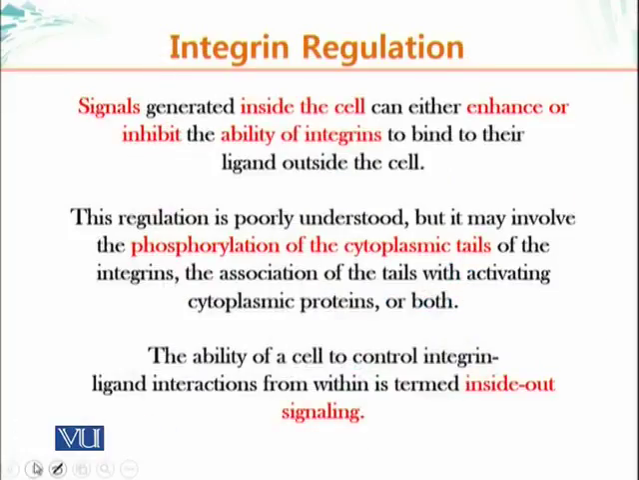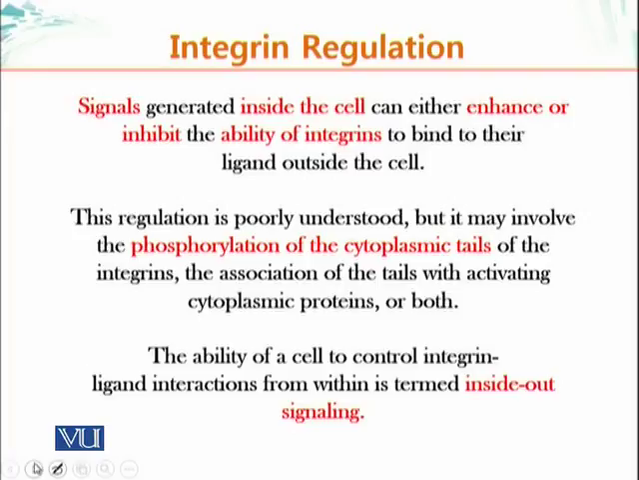Signals generated inside the cell can either enhance or inhibit the ability of integrins to bind their ligands outside the cell. We saw that previously also. This regulation is not completely understood. We know a few things that I shared with you, but it could involve phosphorylation of cytoplasmic tails of integrins and association of these tails with activating cytoplasmic proteins, or both. In the previous module we saw a case where some of these molecules interact with integrin, greatly enhancing its ability to bind its substrate or the ligand.